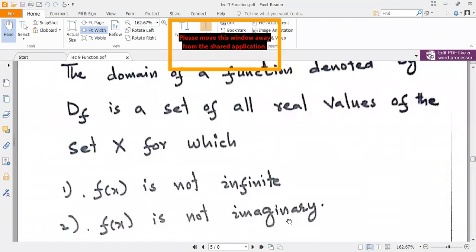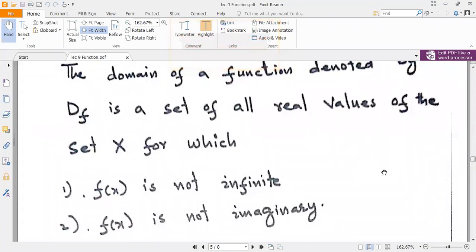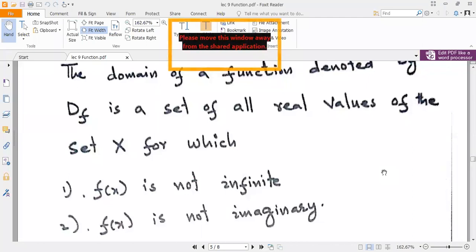When is a function infinite? Anything upon 0, like 1 upon 0, is infinity. And when is it imaginary? When under a radical you put a negative sign, then the radical of a negative gives an imaginary number. It means the domain of any function is the set of all real values of x, but you should take care that the function is neither infinity nor imaginary. Except for infinity and imaginary, all values are in the domain of the function.